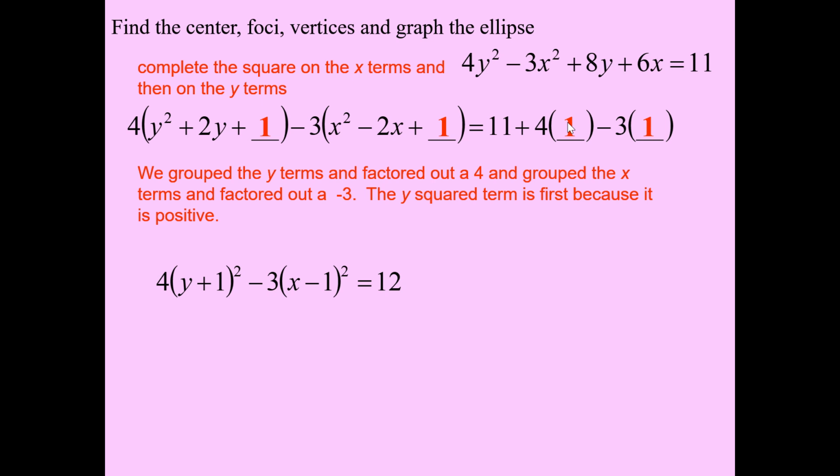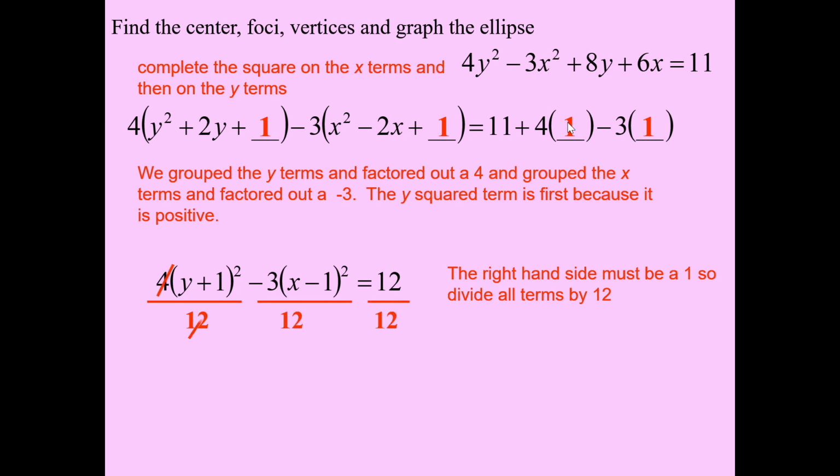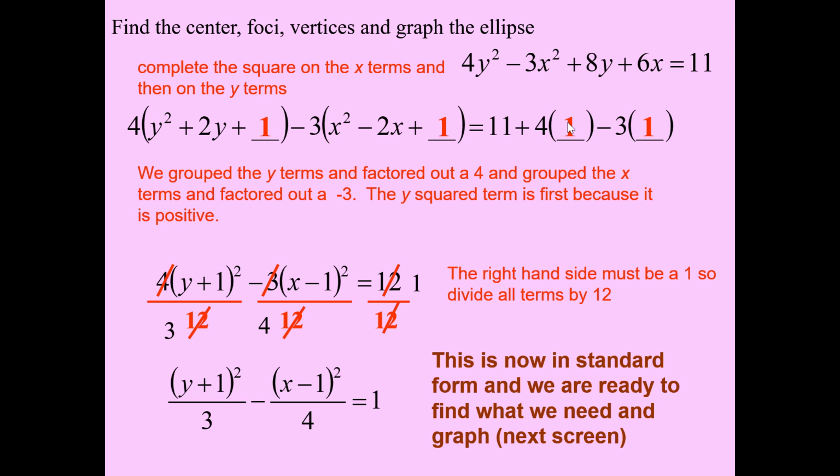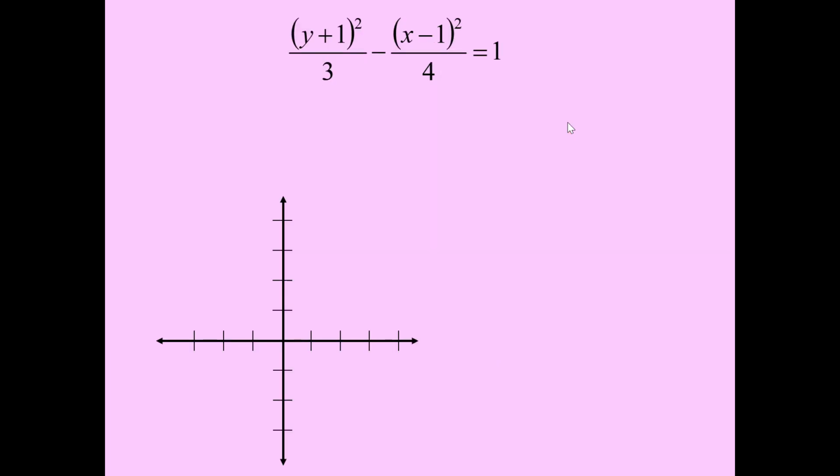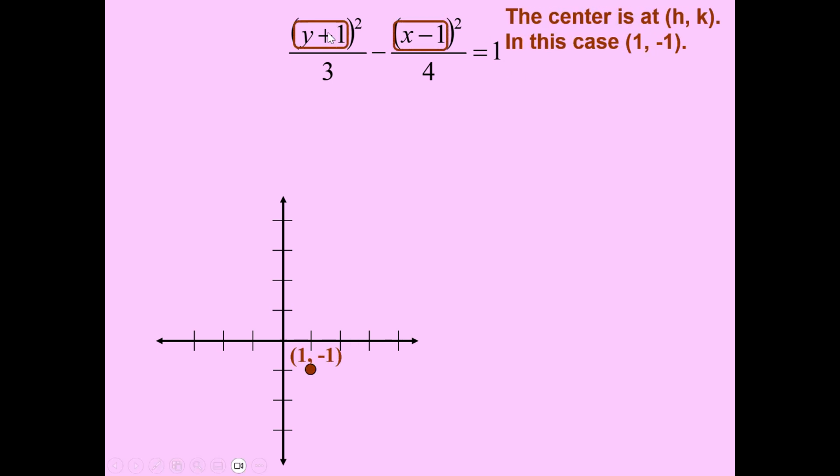But in order for it to be in standard form, the right hand side has to be equal to 1, so we divide through by 12. And there's our equation in standard form. In this form, we can go ahead and extract the info we need and graph it in the next screen. Here we can see what the center is going to be. The x is 1 and the y is negative 1.